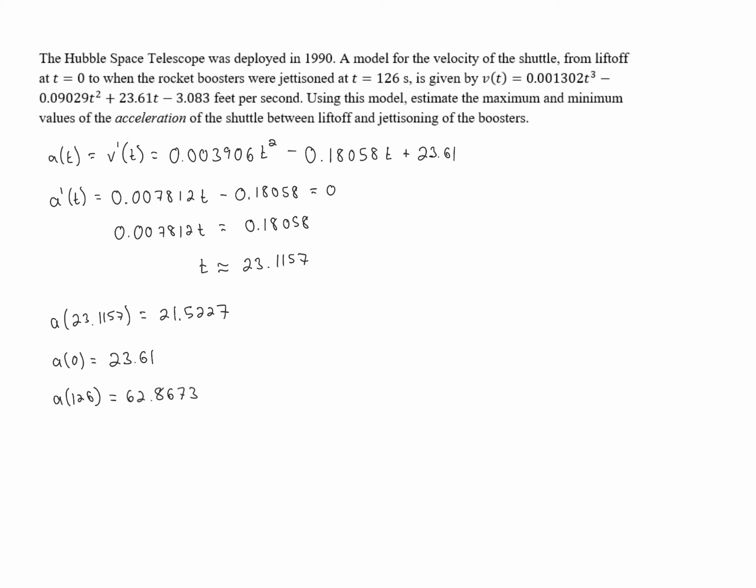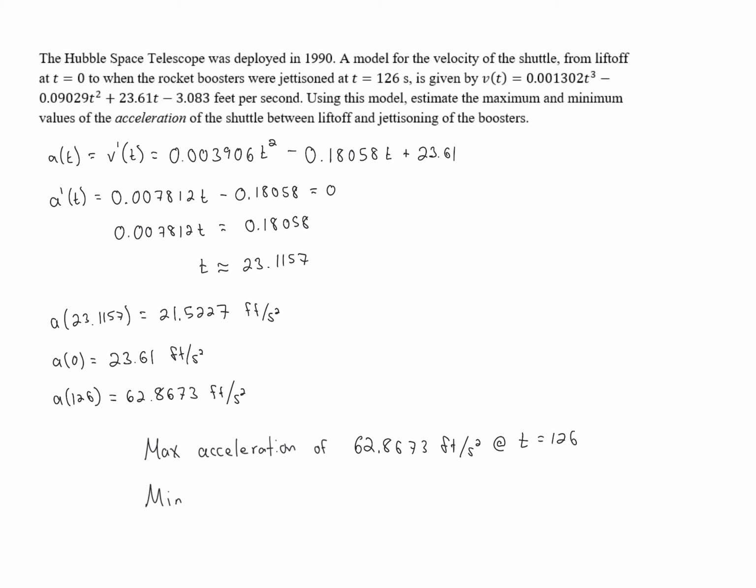62.8673. Now, all of these are accelerations, and we're dealing with feet and seconds. If it was velocity, that is feet per second, but acceleration here is going to be measured in feet per second squared. So all of these are feet per second squared. And we wanted to know the maximum and minimum values. The maximum is certainly coming from 126. So we have a max acceleration of 62.8673 feet per second squared at time t equals 126.